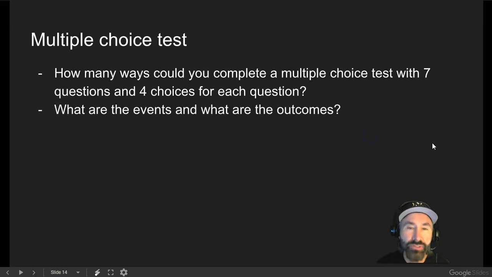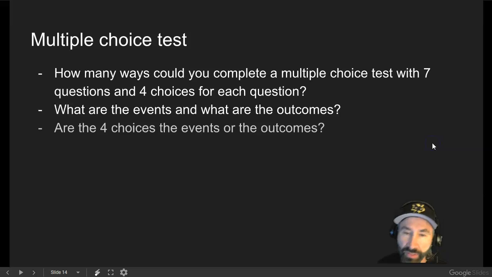The very first thing we'll do is ask ourselves, what are the events and what are the outcomes? Are the 4 choices on each question the events or the outcomes? That's an important question to ask yourself. And I'm telling you this not to feed you knowledge that you're going to memorize. What I'm trying to say is this: when you are reading through word problems, whether it's in math class or in the real world, I want you to think about, what am I looking at? What does it mean to me? So, are the 4 choices the events or the outcomes?